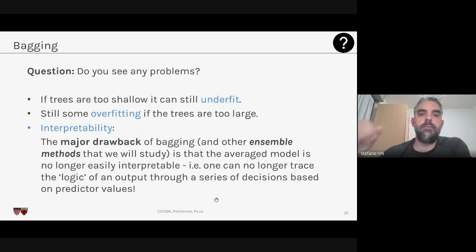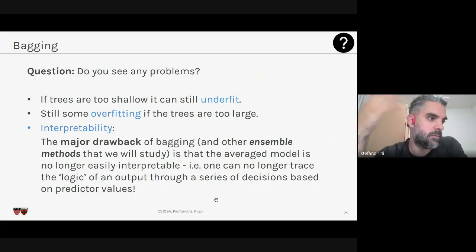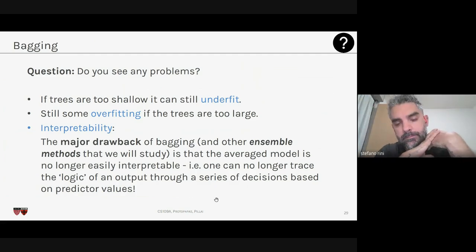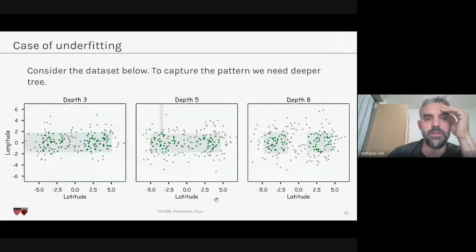So do you see any problem? If the trees are too shallow, then we can still overfit. Some of the trees can still overfit if they are too large, and the interpretability is the major drawback. Because this and other ensemble methods, which is the more general class of methods that this particular technique belongs to, the average model is no longer easily interpretable, as you cannot trace the logic of each of the single trees, but you can just obtain a statistical description of the way in which the average tree behaves.